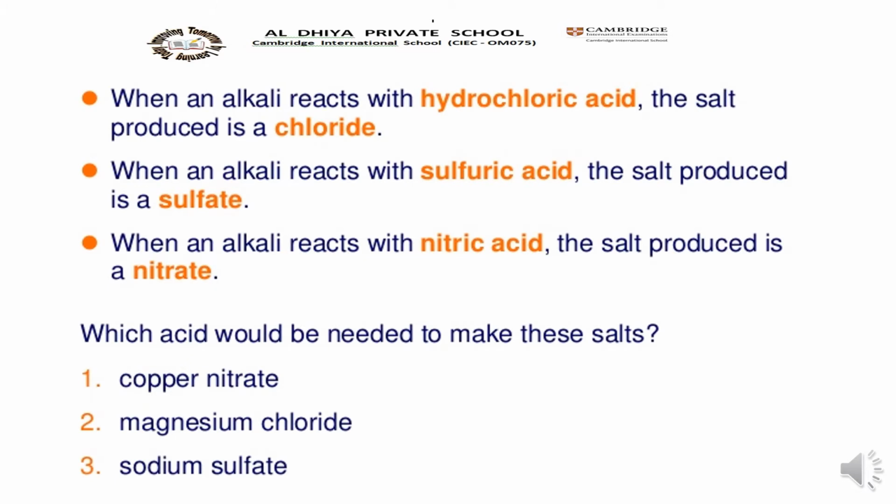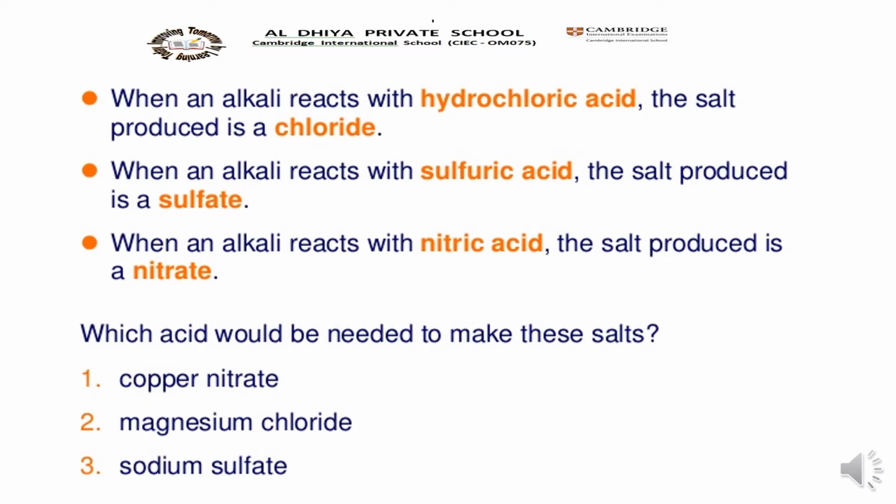When an alkali reacts with hydrochloric acid, the salt produced is a chloride. When an alkali reacts with sulfuric acid, the salt produced is a sulfate. When an alkali reacts with nitric acid, the salt produced is a nitrate.